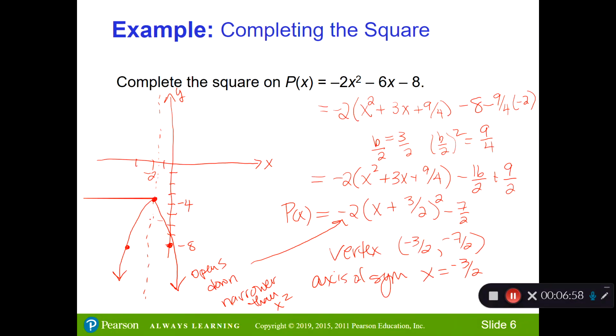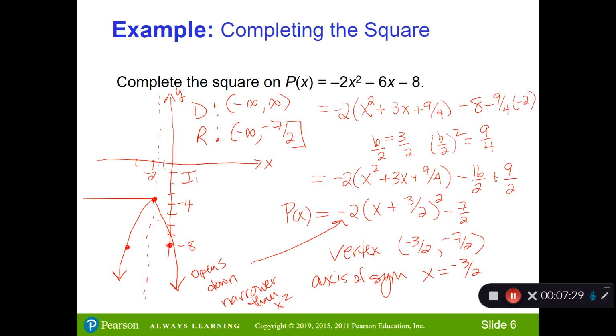So the domain are the x values allowed in. So notice I can plug in any x value here. So my domain is all real numbers. My range are the y's we get back. So going from smallest to largest, down here at negative infinity up to this vertex point is the highest point. So we're going to go from negative infinity. The vertex is at negative 7 halves, including. So that's my domain and range.